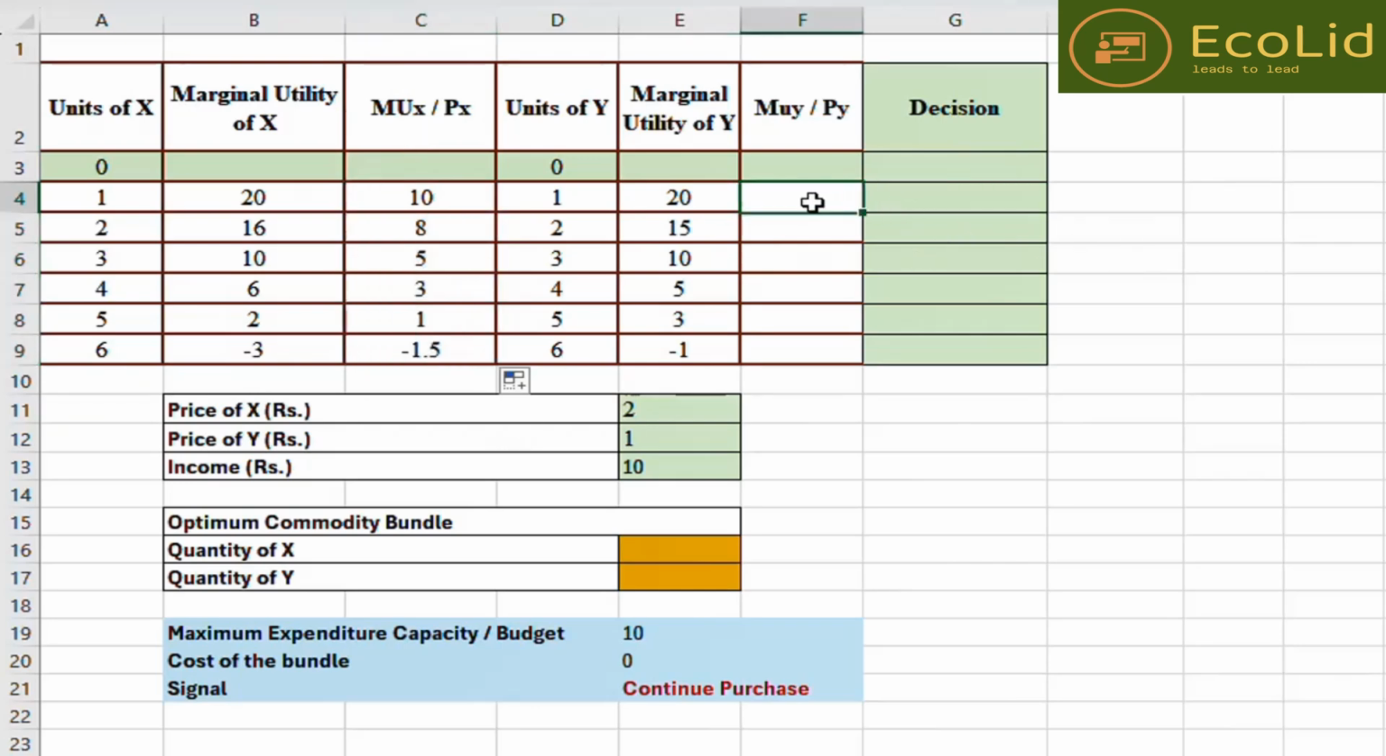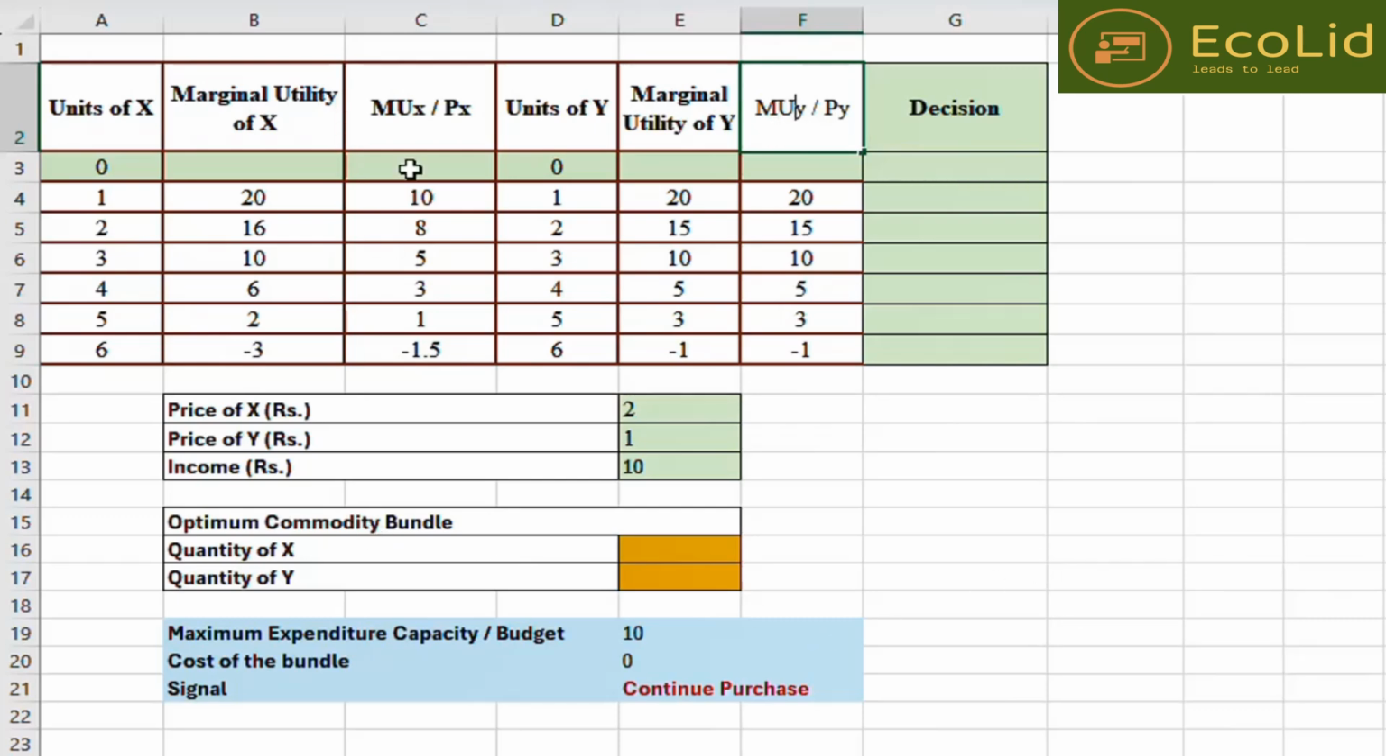Now we will do the same thing with the commodity Y. So the formula will be equal to marginal utility of Y divided by the price of Y. Again, the price of Y cell is fixed, so we will put the dollar sign here. Dollar sign, enter. Now just drag and drop. Yes, so we have also generated the marginal utility of Y with the adjustment of the price of Y.